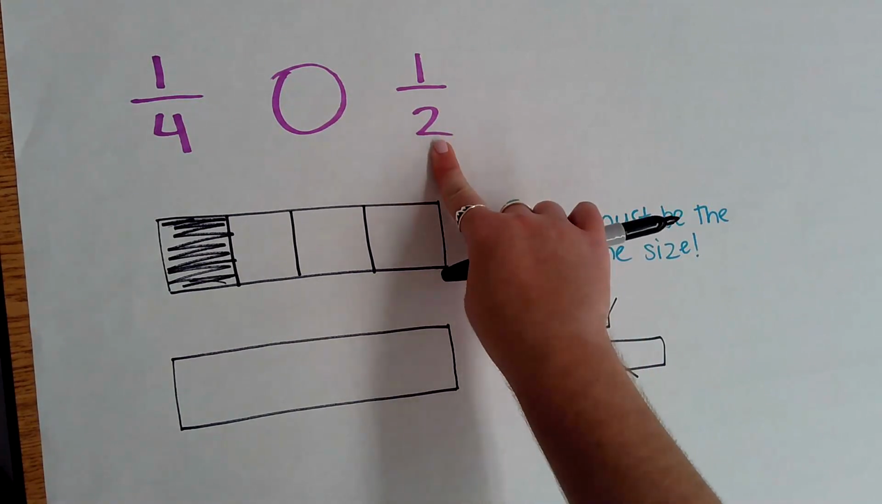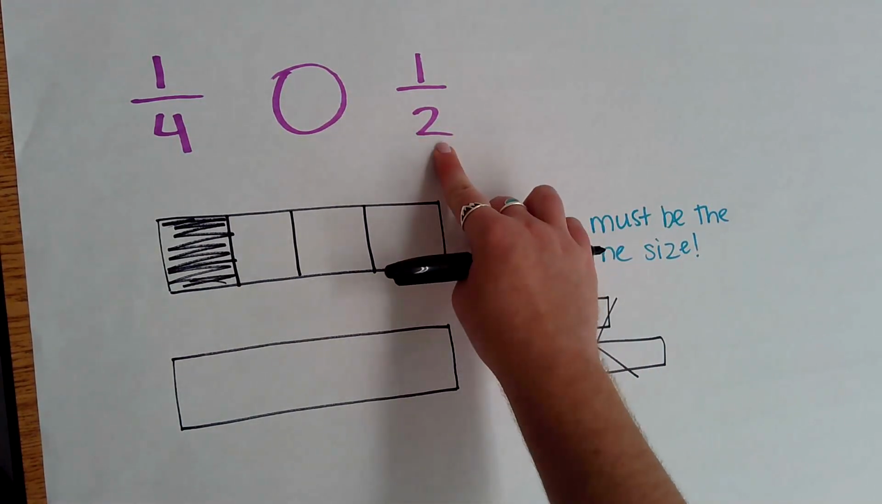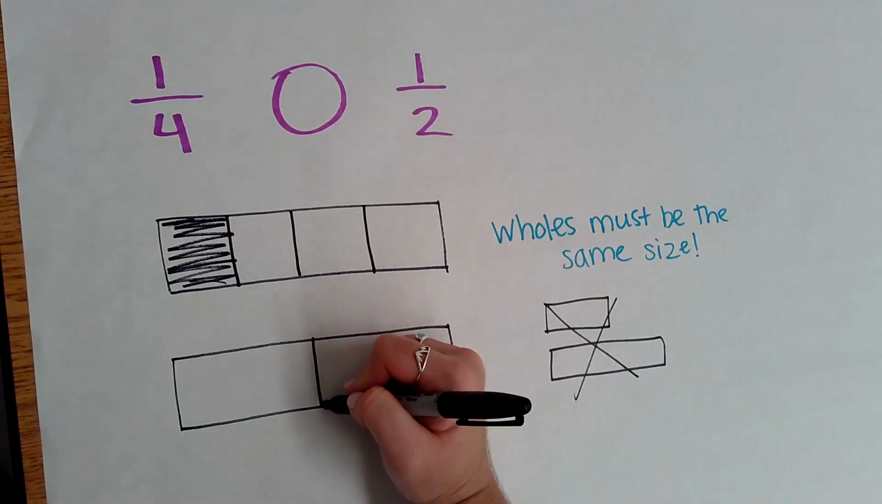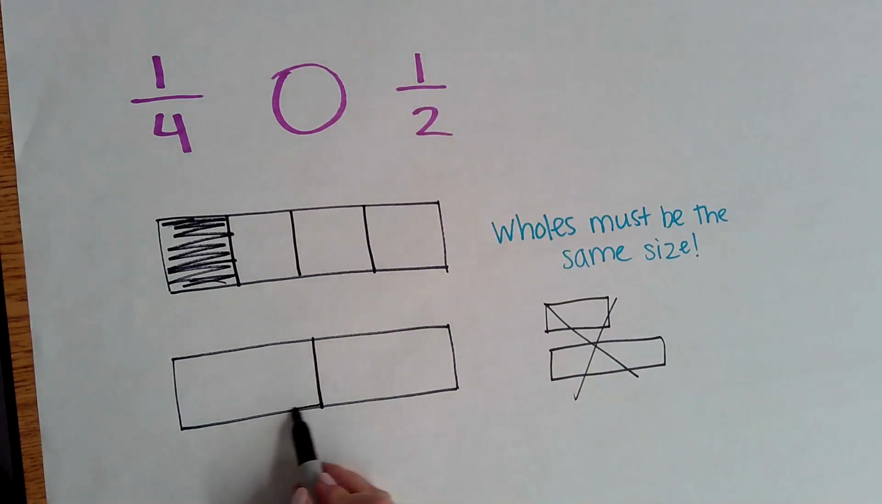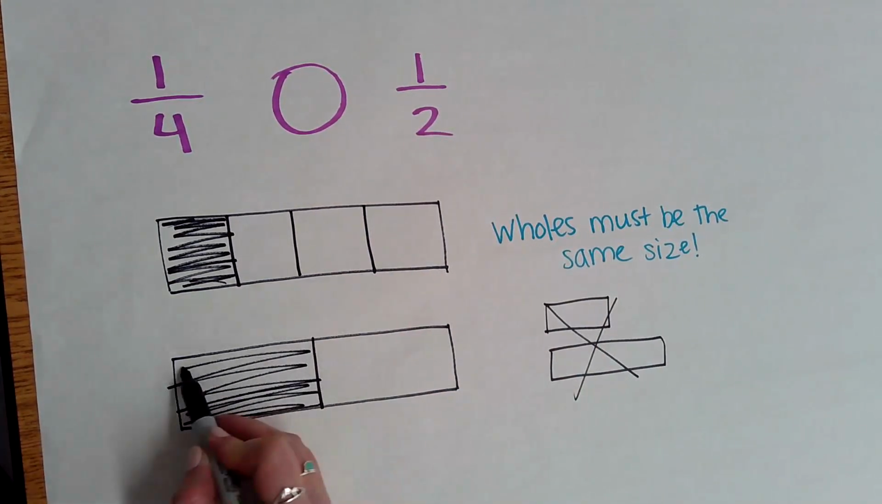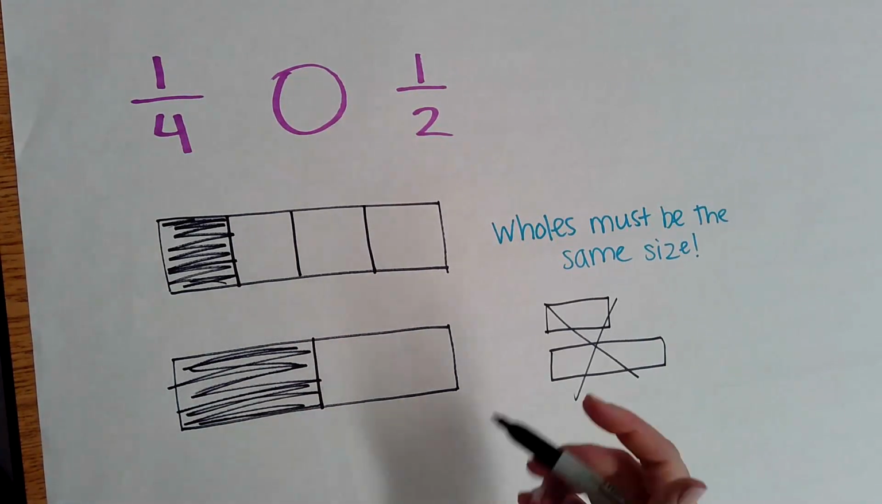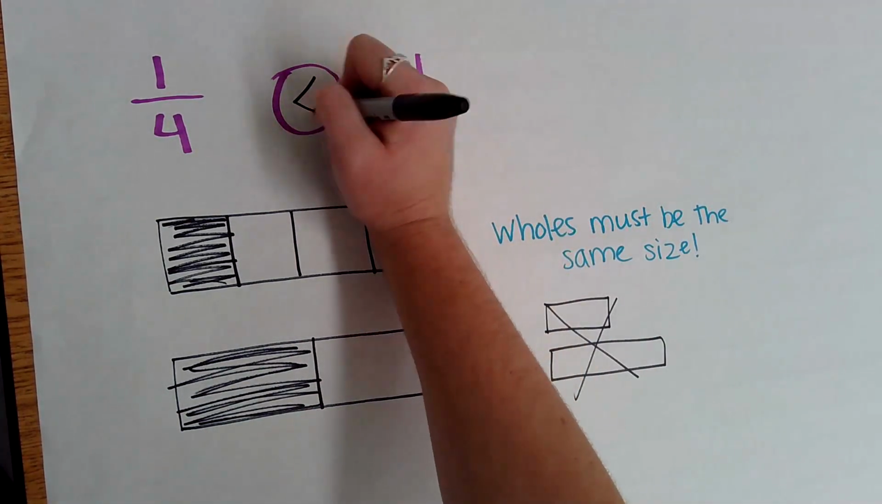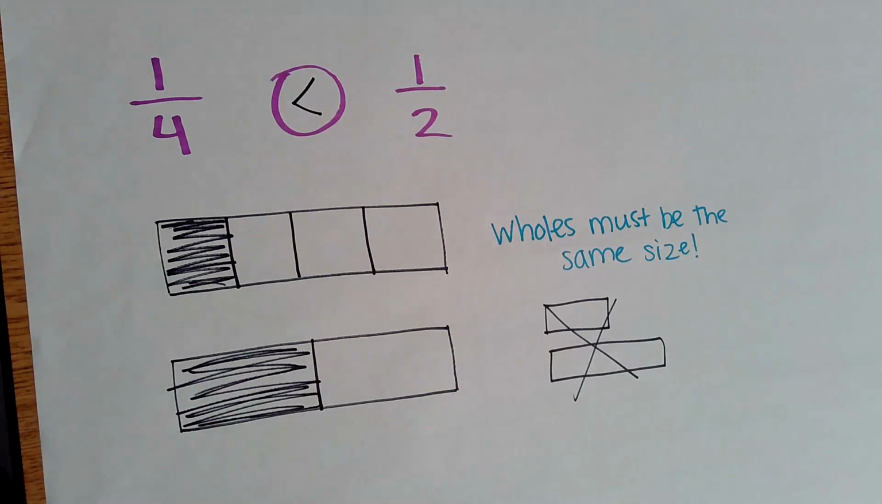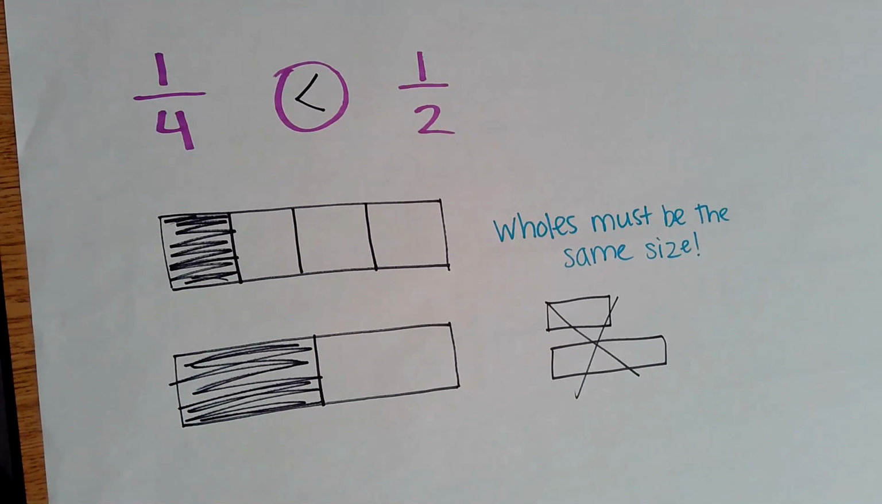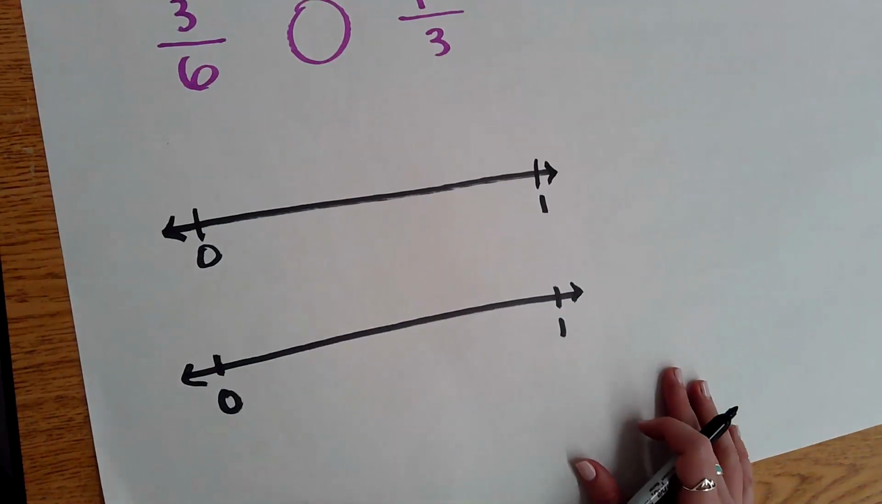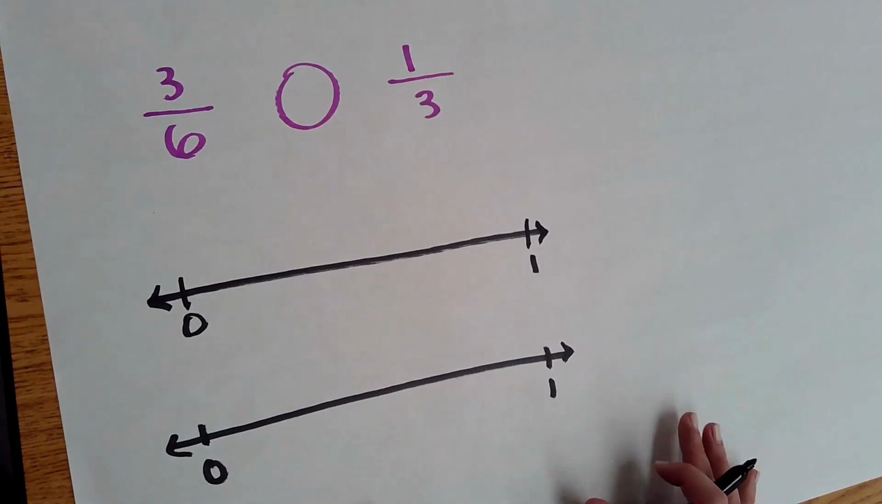Now my second fraction is 1/2. My denominator is 2, so I need 2 pieces, and my numerator is 1, so I need to shade in 1. Now I can very clearly see that 1/2 is greater than 1/4, and I can put the appropriate symbol in that bubble. We also use number lines in third grade to compare fractions.